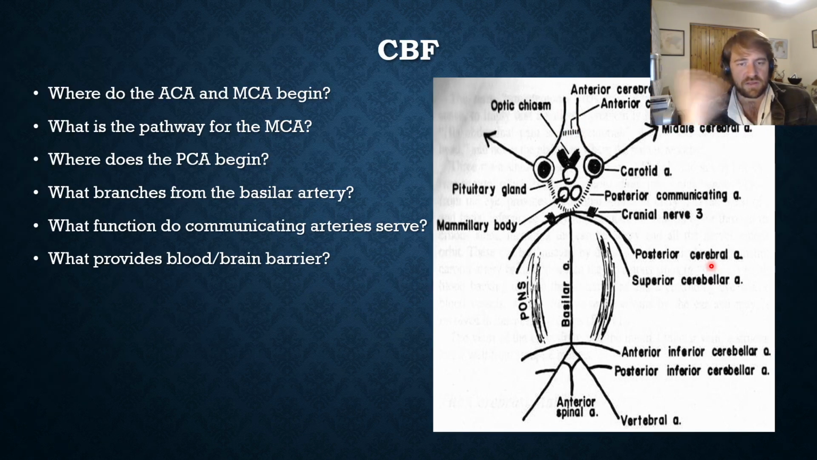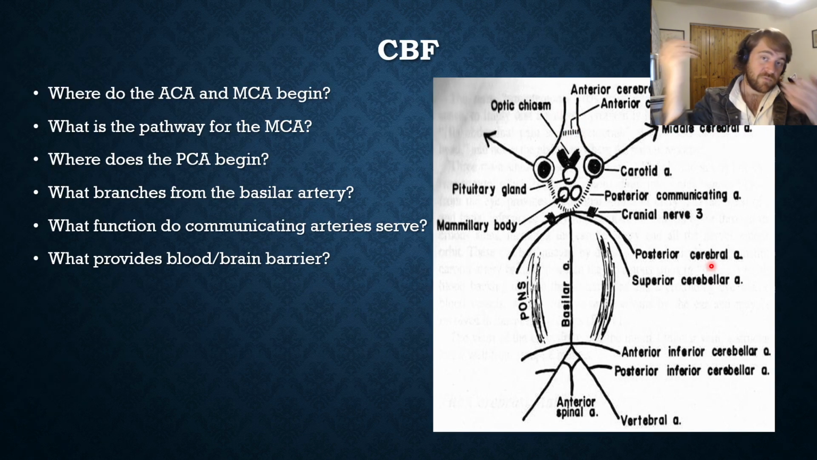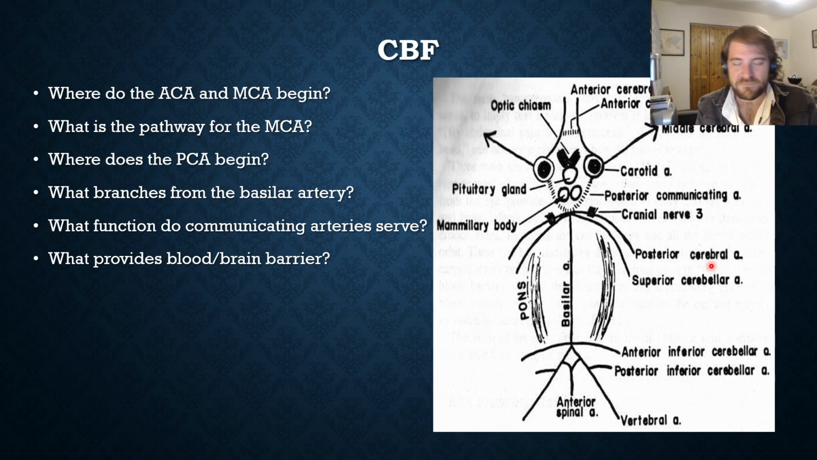It's important because the brain is what drives everything. You can't live without a brain. So you have to have blood flow coming to the brain. It makes sense that there are these redundancies in these areas, and not in, say, like the fingers or something like that. All right. So where do the ACA and the MCA begin?